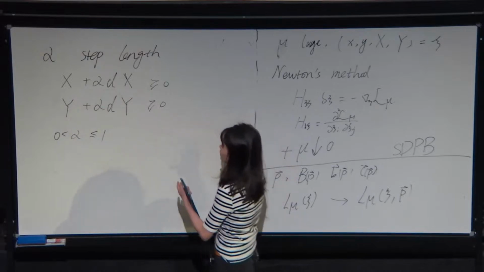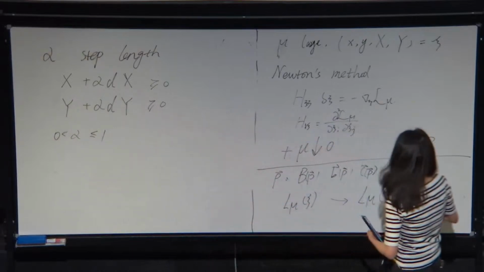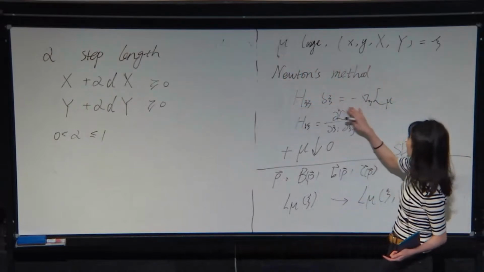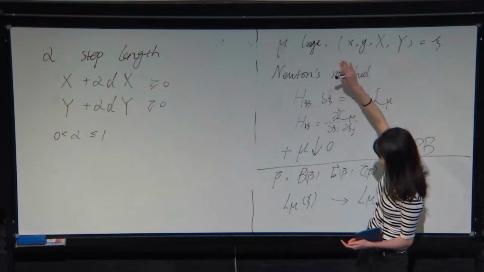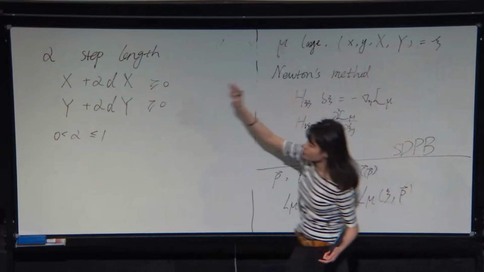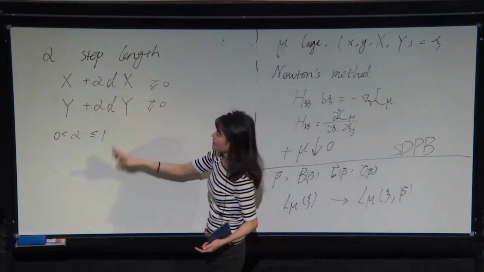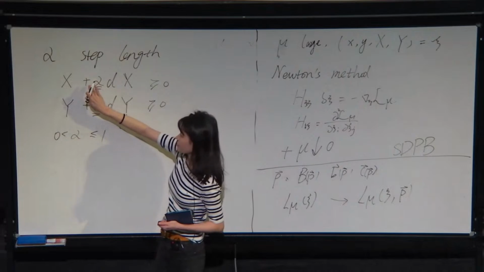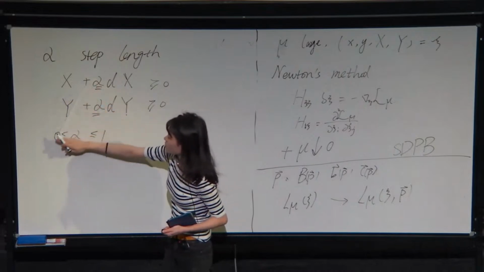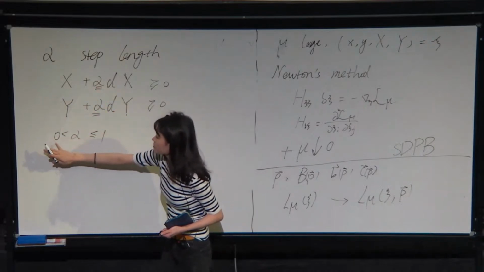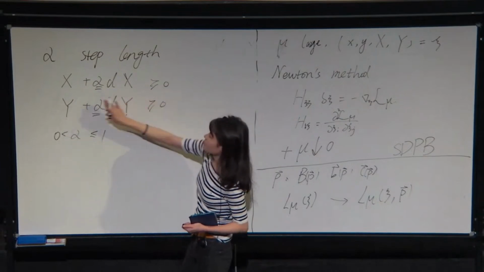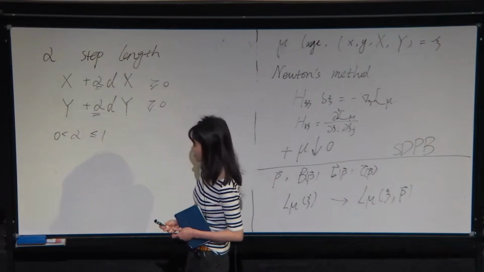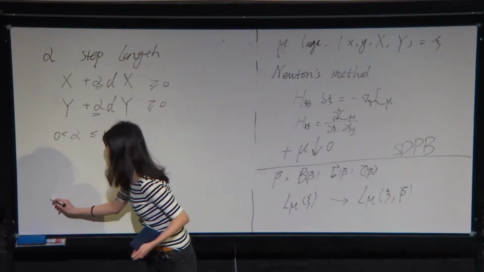So in the algorithm, what happens is you determine your next mu, you use Newton's method and solve for dX and dY. And then the algorithm will calculate this alpha, which takes a value from 0 to 1, so that the updated X remains positive semi-definite. Okay, so that's what step length is.